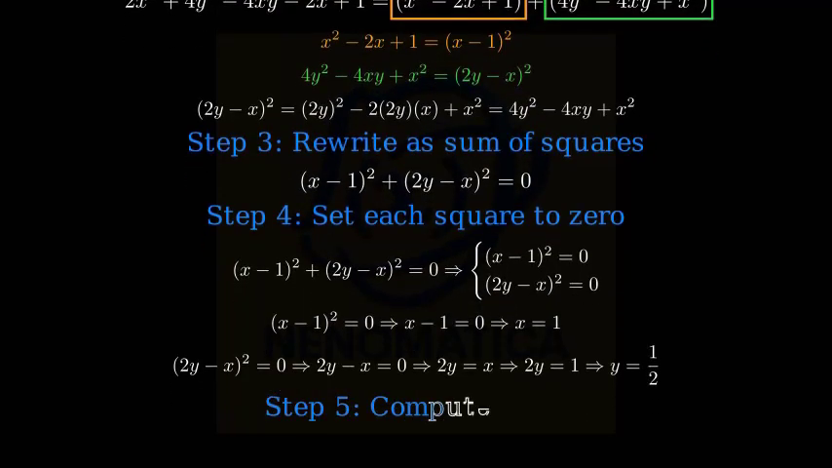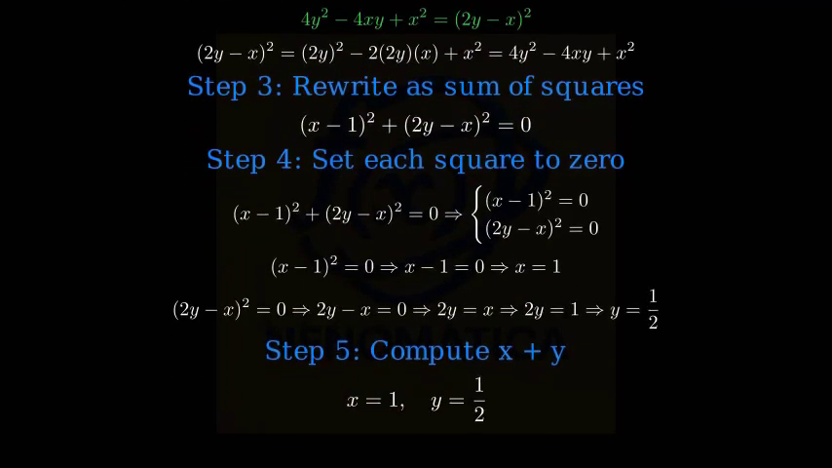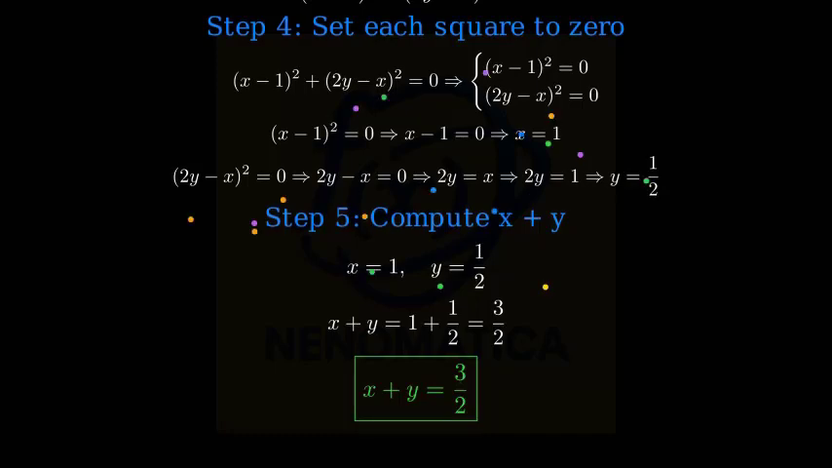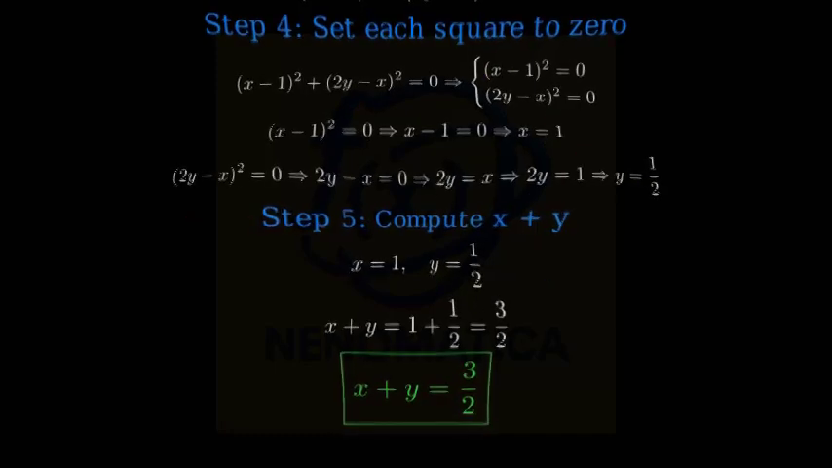Step 5. Now that we have found x equals 1, and y equals 1/2, we can determine the value of x plus y. x plus y equals 1 plus 1/2, which equals 3/2, or 1.5.